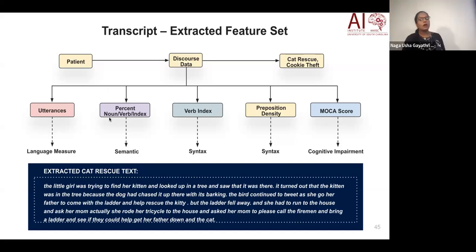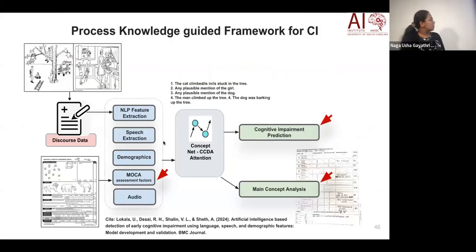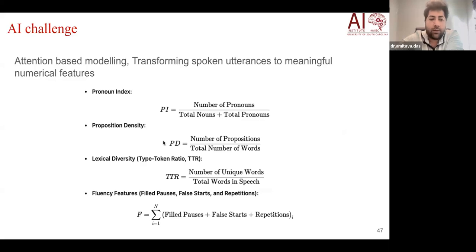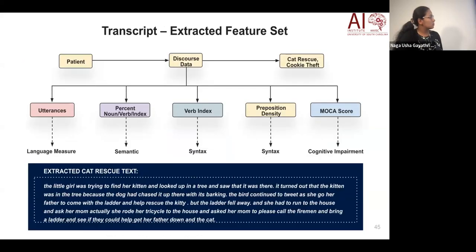Verb index is related to a syntactical feature, and we have a formula for it: number of verbs used to the total number of verbs present in that discourse text. I think I have a slide for it. This is a pronoun index, number of pronouns by total nouns. So verb index is number of verbs by total verbs found in that text. Does that answer your question, Dr. Das? Yeah. Fine. Please go on.